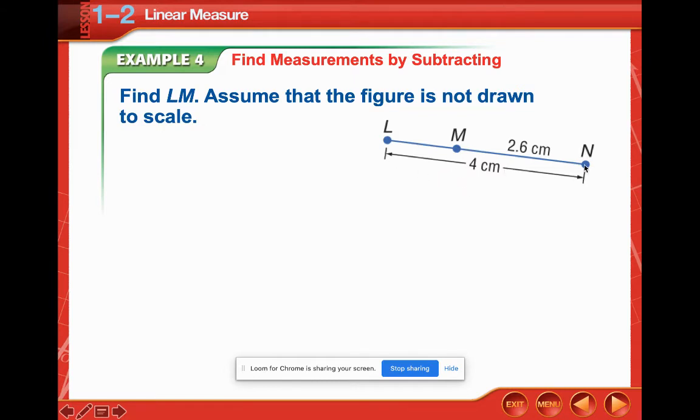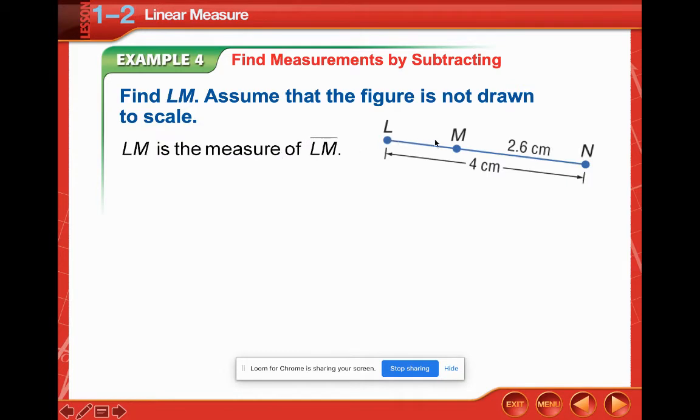So the whole thing is 4. So if I cut out this distance, it'll let me know what distance is, right? The whole thing is 4. Let me cut out 2.6, and then whatever's left is the distance from home to McDonald's. So what you got to do is 4 minus 2.6, all right? And that should give you your answer, which should be 1.4.